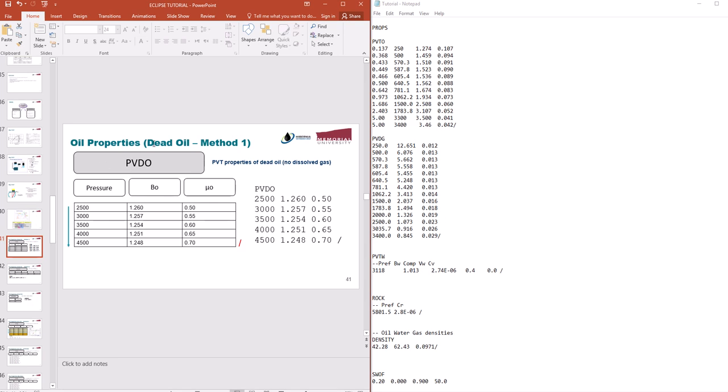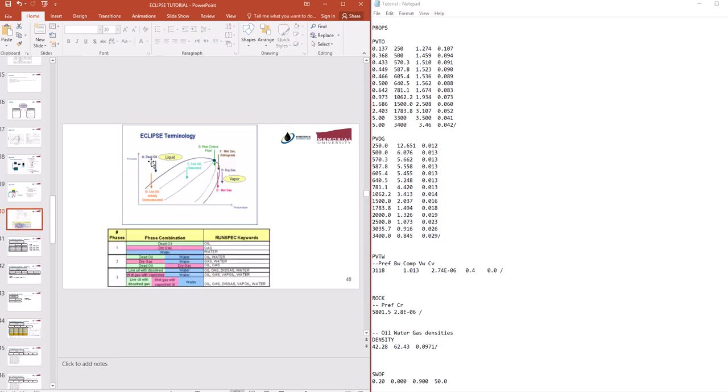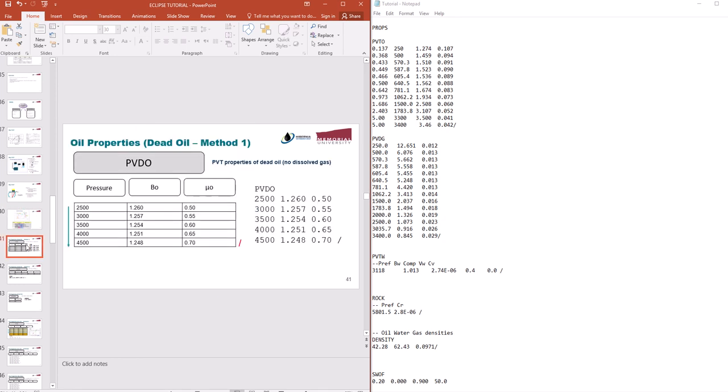So imagine we are going to simulate dead oil. So for dead oil, our initial pressure and temperature will be here. For example, you have black oil and very heavy black oil, so you are going to simulate the dead oil. In the dead oil, the first keyword that you need to use is PVDO. What is PVDO? PVDO is a keyword that tells Eclipse how the BO and the viscosity, the oil formation volume factor and the viscosity, are changing with pressure.